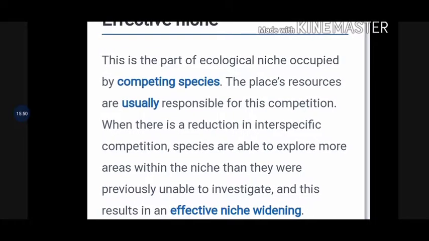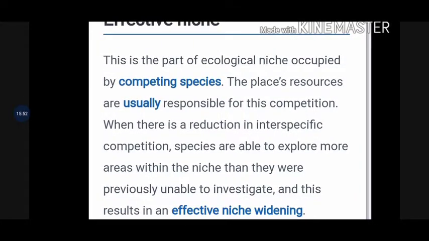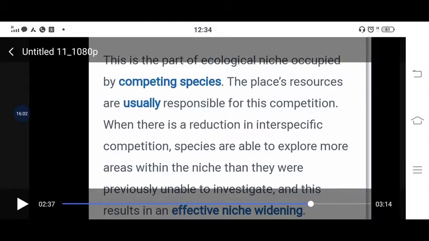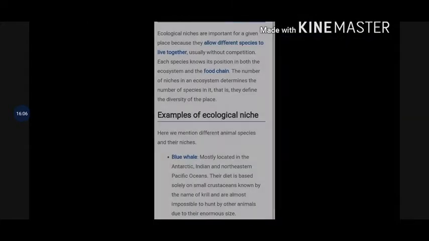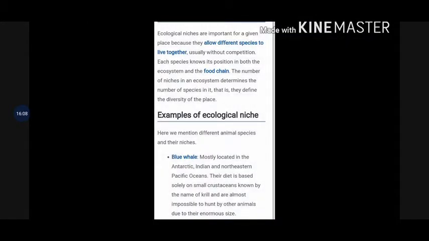When there is a reduction in interspecific competition, species are able to explore more areas within the niche than they were previously unable to investigate, and this results in an effective niche widening. So there are two kinds of niche we see. One is the fundamental niche and the other one is the effective niche.